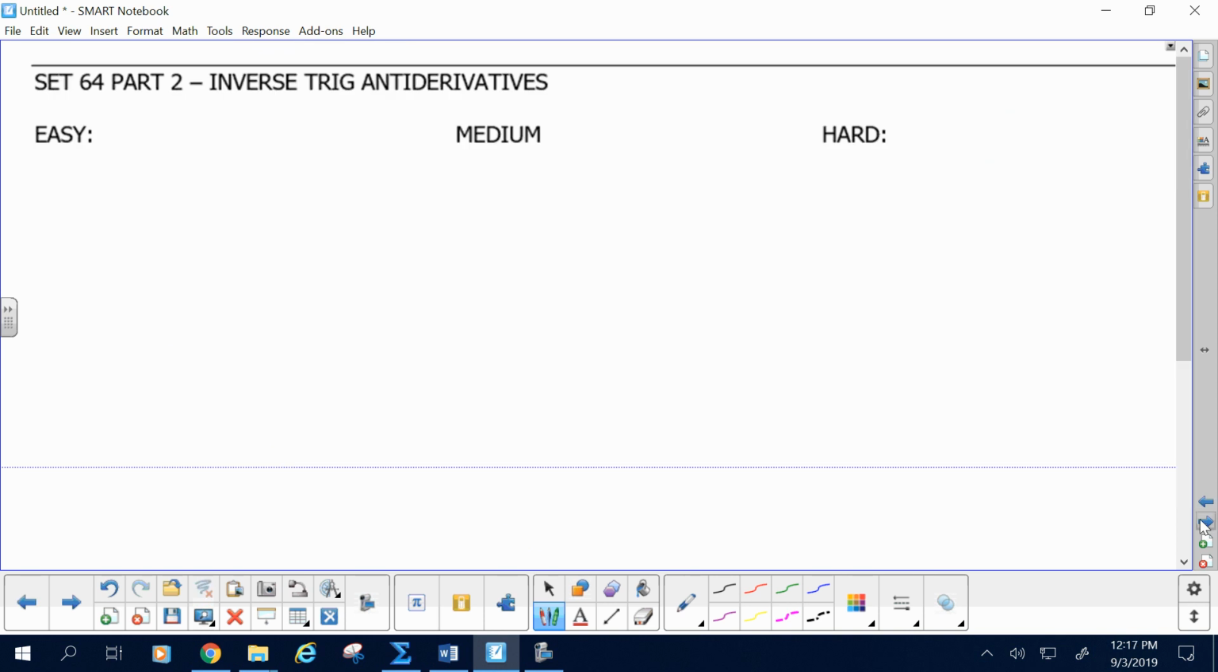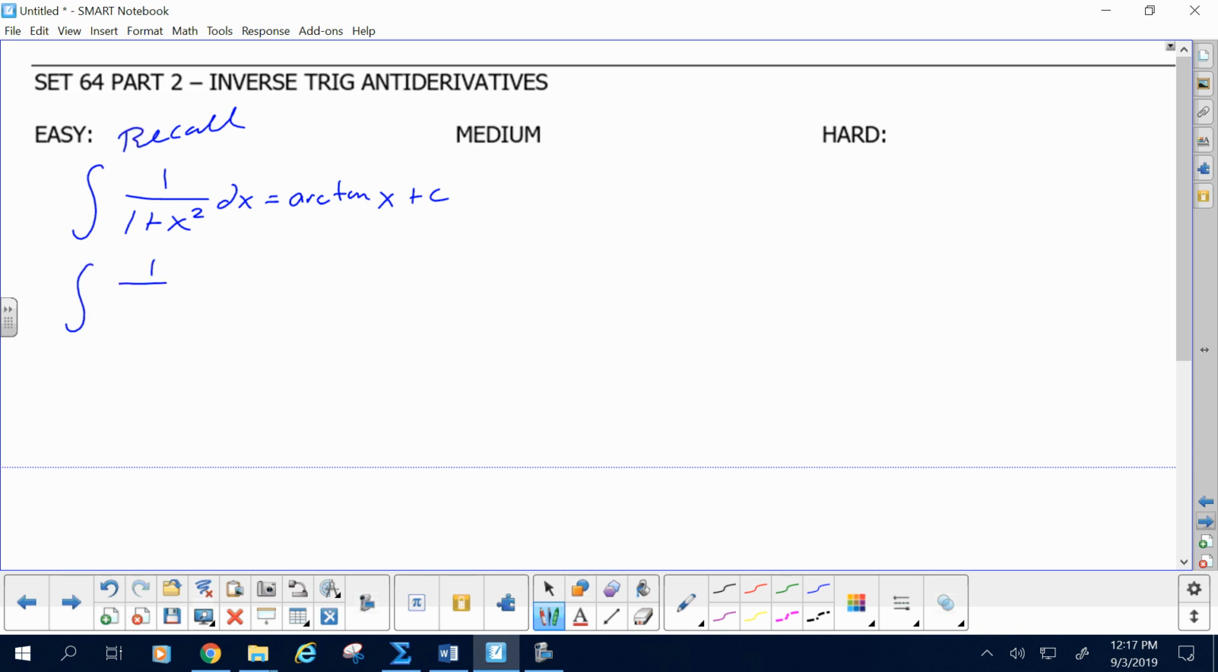Inverse trig, anti-trig. This also might get into unfamiliar territory. I can't remember how far she went. So, easy would just be to recall 1 over 1 plus x squared, whose antiderivative is inverse tangent. Does it matter if I write arctangent or tangent with the radius? No, it doesn't matter. Okay?